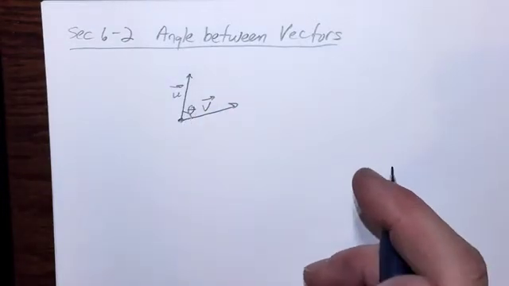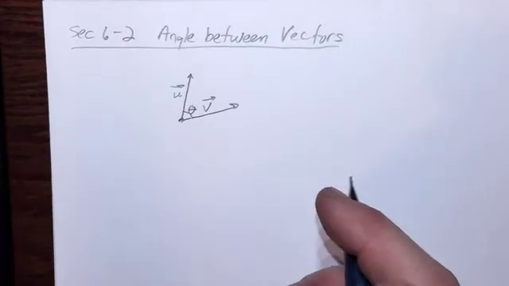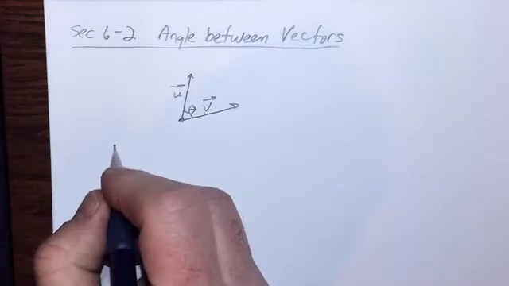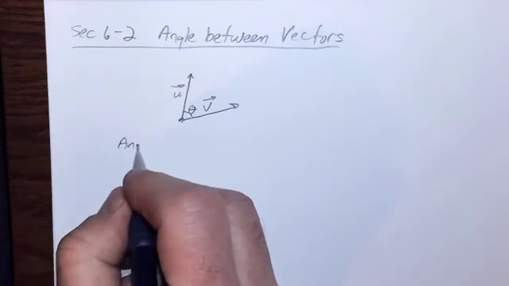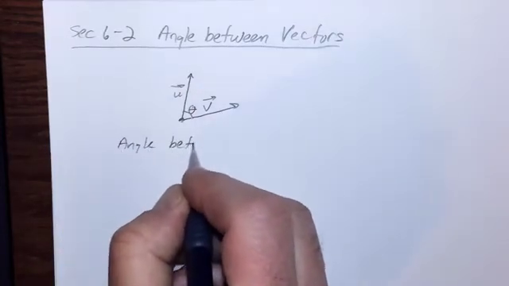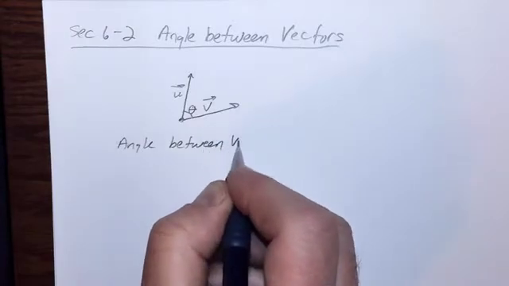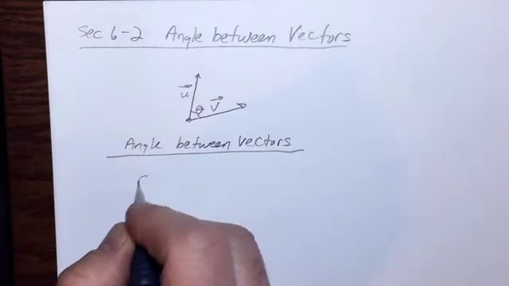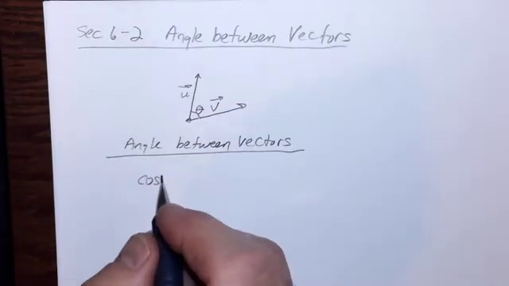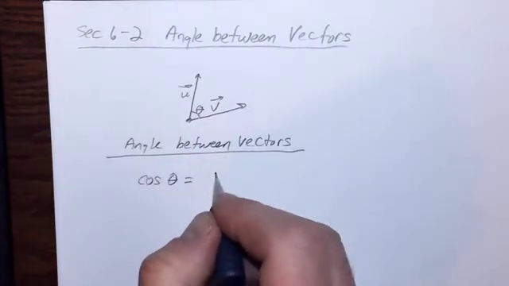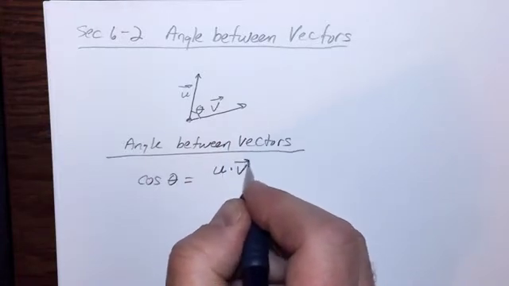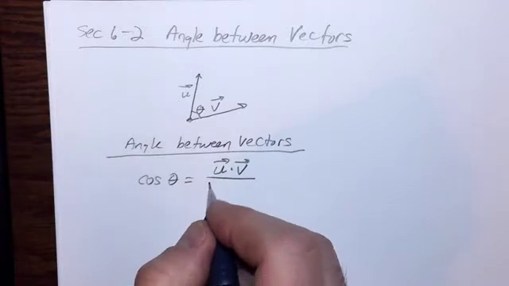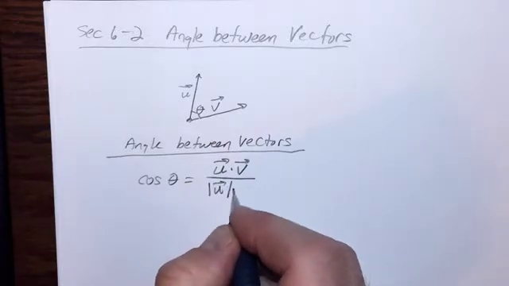We can do that by using the dot product and a definition. The definition for angle between vectors is given by the following formula. They've figured out that the cosine of theta is equal to the dot product of the two vectors divided by the magnitudes of them multiplied together.